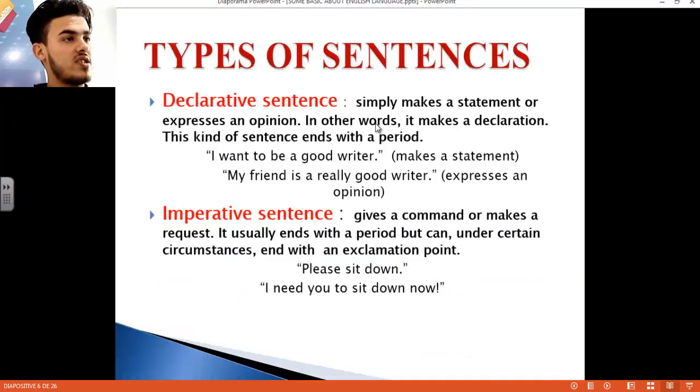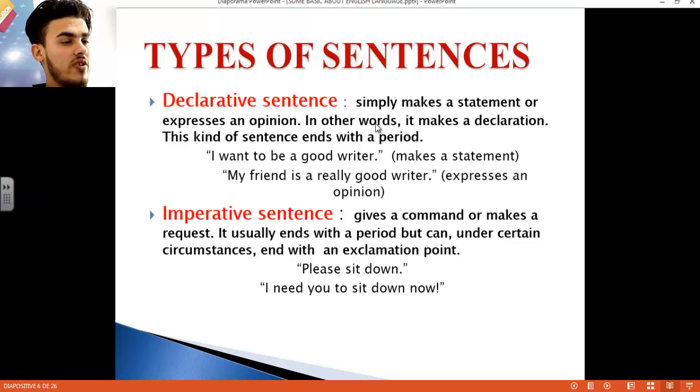So, let's see some types of sentences. First, we have declarative sentences, which simply make a statement or express an opinion. In other words, it makes a declaration. This kind of sentence ends with a period or a full stop. I want to be a good writer. Here the sentence makes a statement and tells us that the author or the speaker wants to be a good writer. The second example is, my friend is a really good writer, which expresses an opinion. So here the writer expresses his opinion through a declarative sentence.